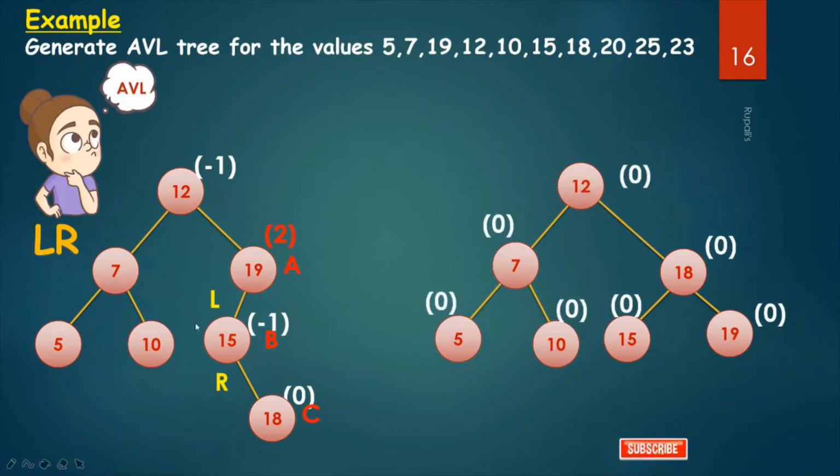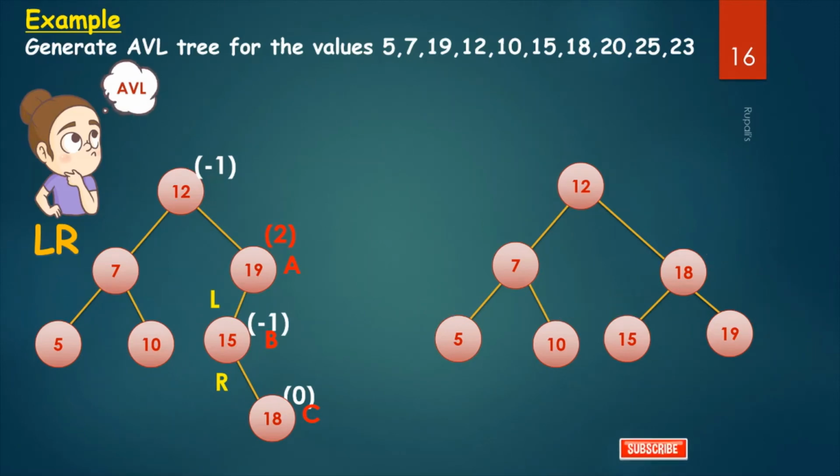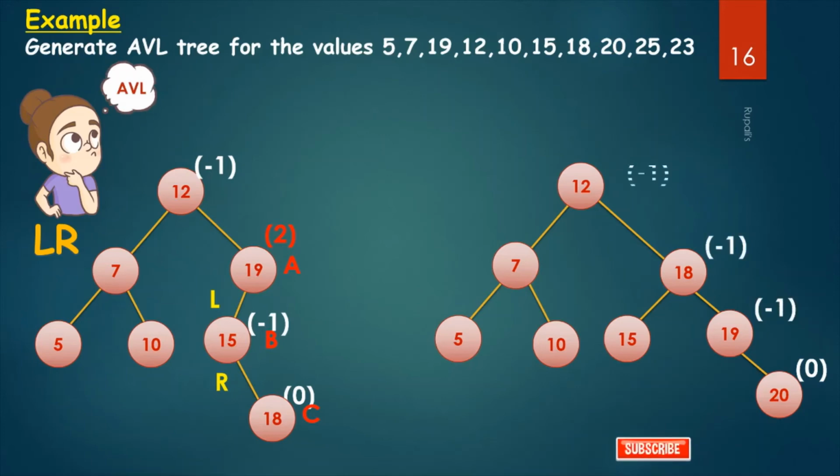Your tree is balanced now. Now what you have to do? You have to add the next node, 20. So 20 is greater than 19. Now check the balance factor. It is 0, it is minus 1, it is minus 1, it is minus 1.